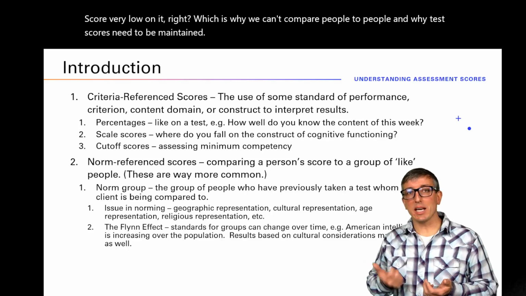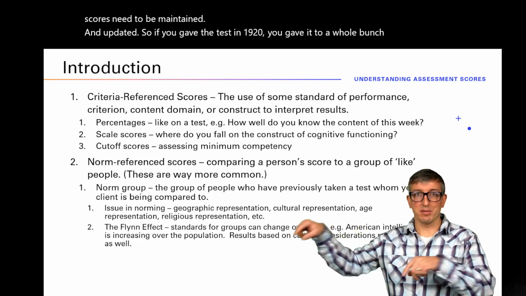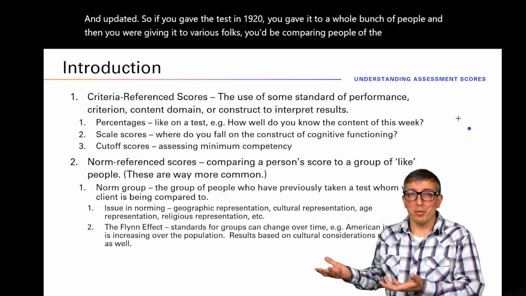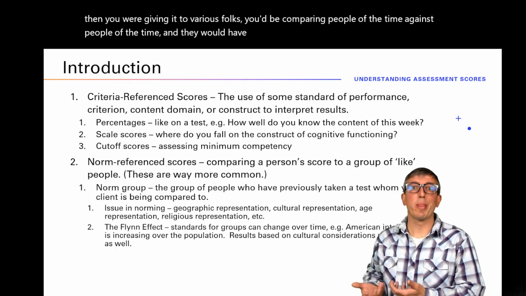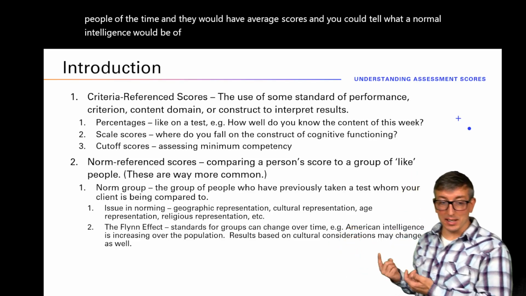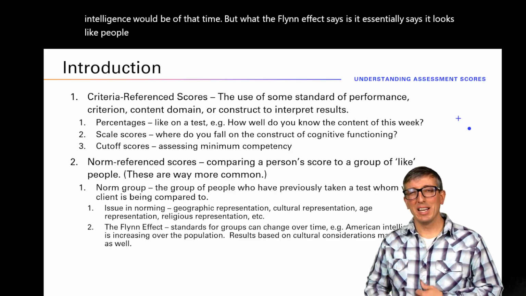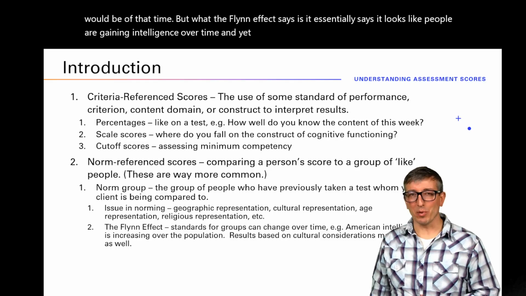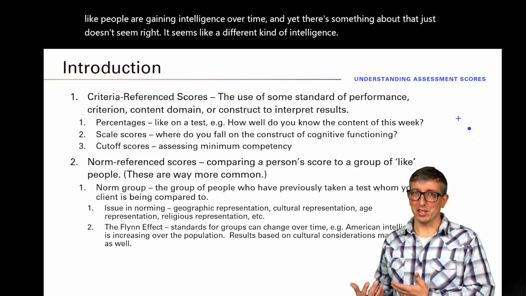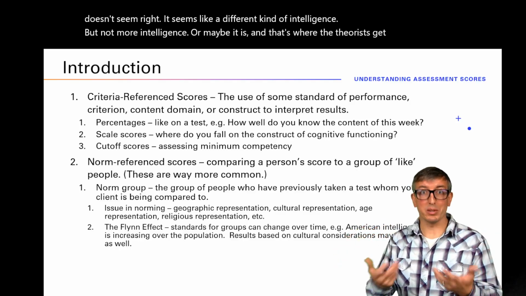So if you gave the test in 1920, you gave it to a whole bunch of people, you'd be comparing people of the time against people of the time, and they would have average scores, and you could tell what a normal intelligence would be of that time. But what the Flynn effect essentially says is it looks like people are gaining intelligence over time, and yet there's something about that that just doesn't seem right. It seems like a different kind of intelligence, but not more intelligence. Or maybe it is.